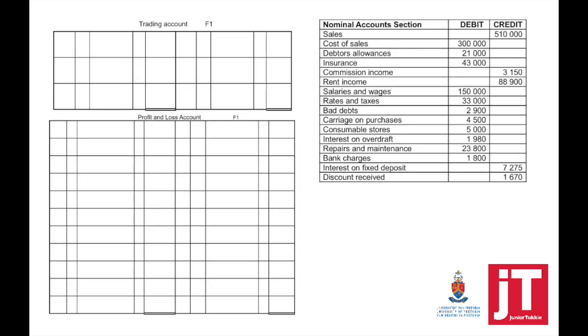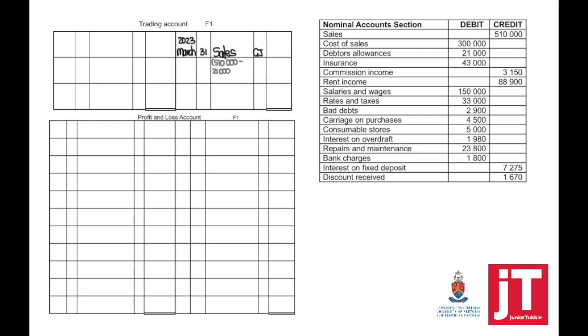So when completing the trading account and the profit and loss account, remember, in my trading account, we need to calculate our gross profit. In my profit and loss account, we need to calculate the net profit or loss. So this means that everything in the nominal account section should go to either the trading account or the profit and loss account. Because in my nominal account section from the pre-adjustment trial balance is all my income and all my expenses. So my step number 1 is show in brackets all the accounts where it's supposed to go.